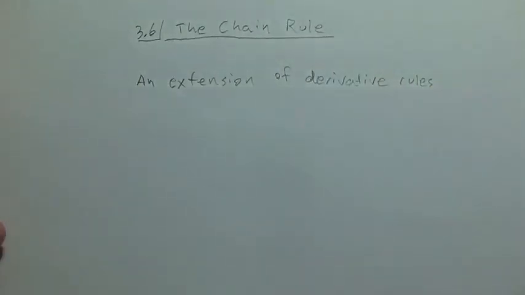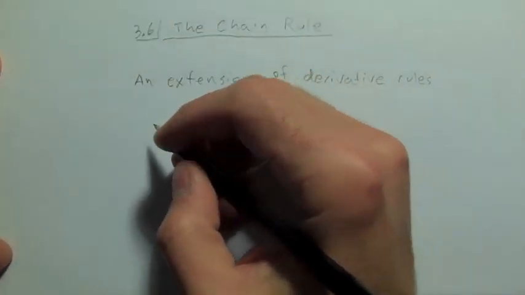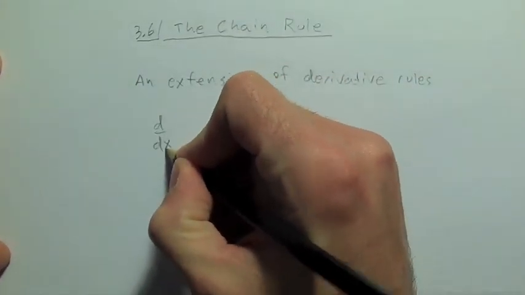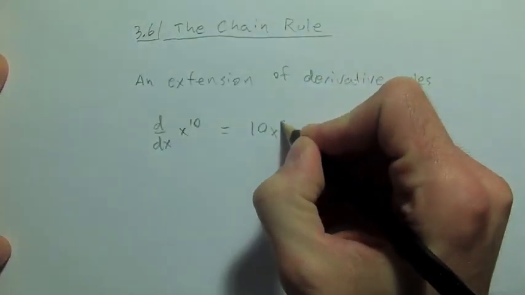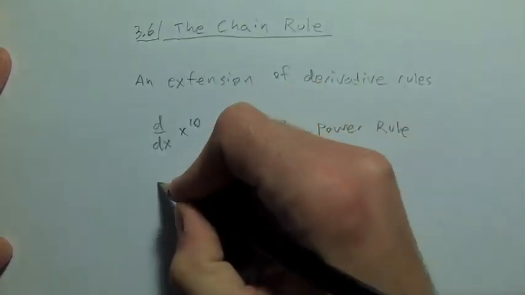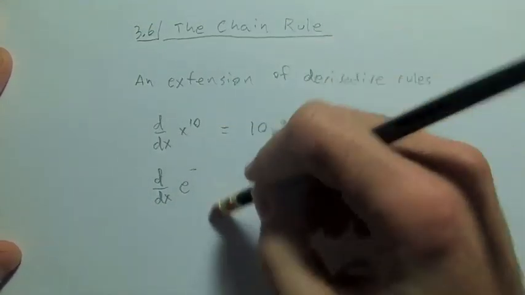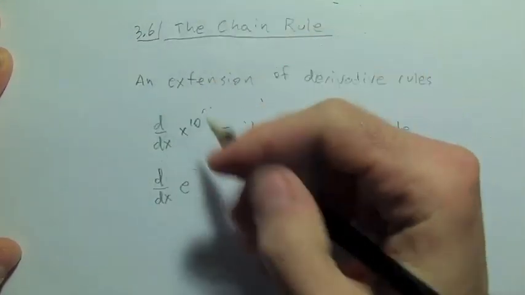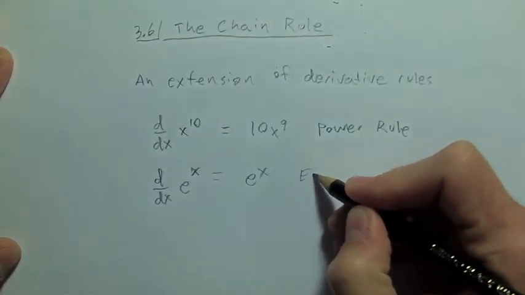Right. So here's the question. We have the power rule, we have the exponential rule, we have the sine, cosine, all the trig function rules. So say we know that the derivative with respect to x of x to the 10th is 10x to the 9th, right? That's our power rule. And we have our exponential rule, which says that the derivative with respect to x of e to the, let's just say e to the x. Let's make it simple to start with. E to the x is itself e to the x, so there's the exponential rule.